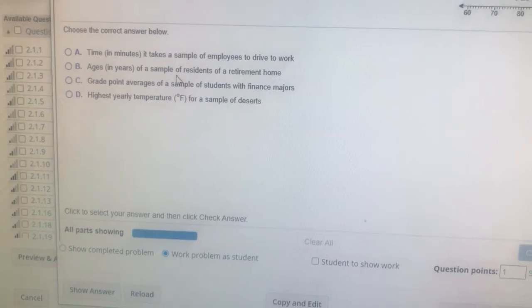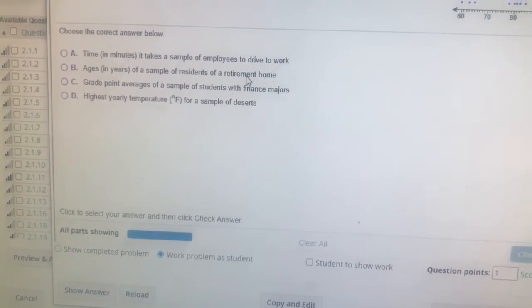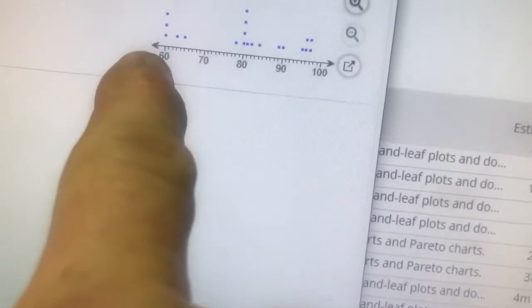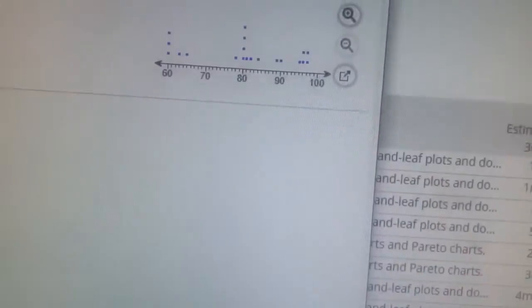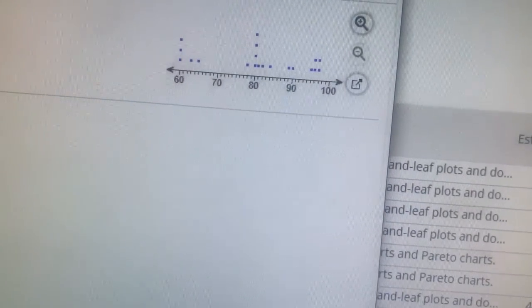The ages in years of a sample of residents at a retirement home. Now that could be possible there, because in a retirement home you got 60-year-olds and you got all the way up to 90. What is the highest there? 97? That could be possible. There's 4 80-year-olds. All right, we'll think about B there.